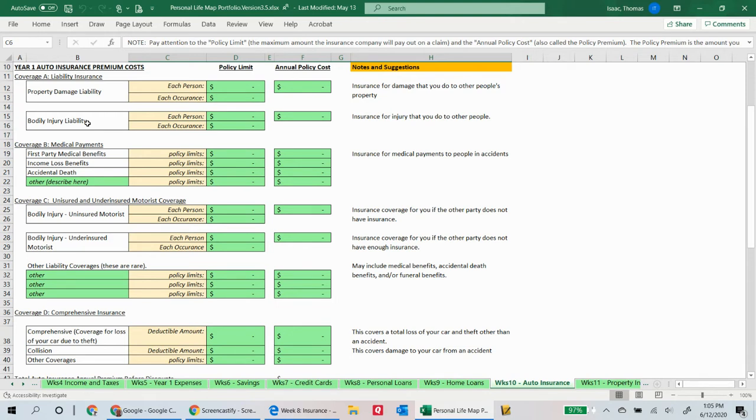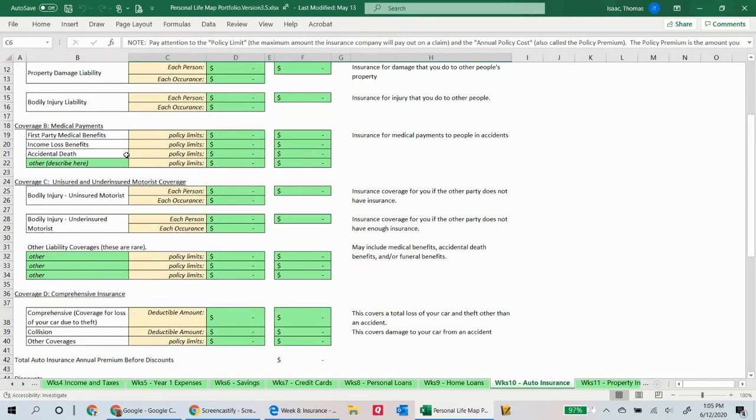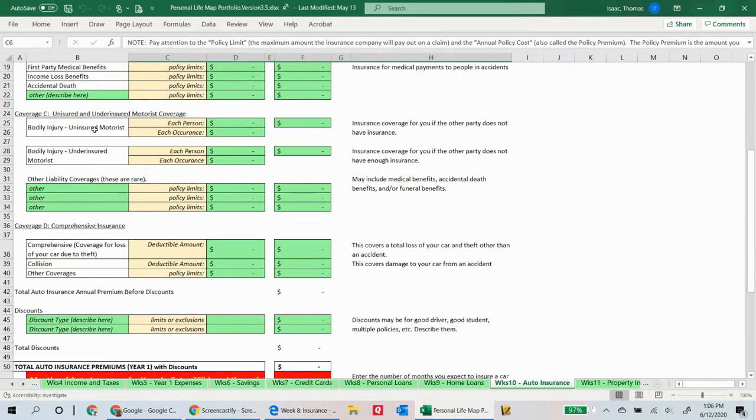So if you have a car accident and you injure someone else, this is the coverage to that person for the injury which you caused them. Part B is medical benefits. So these are medical benefits to you as the policy owner and for people in your car that have a medical issue because of an accident that you were involved in. That's the coverage for people in your car, whereas up here in coverage A, the liability, that's for other people.